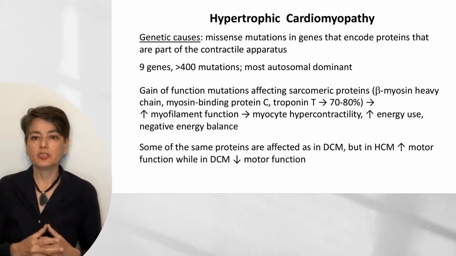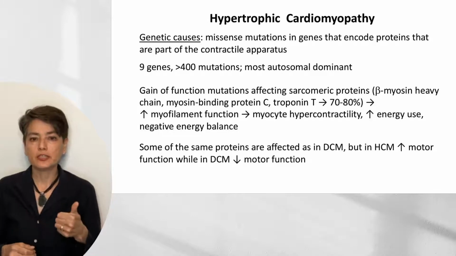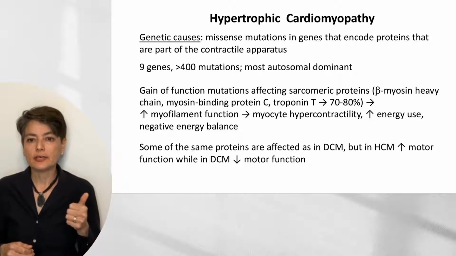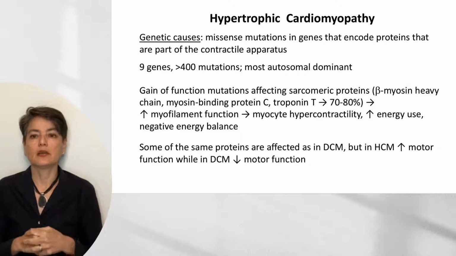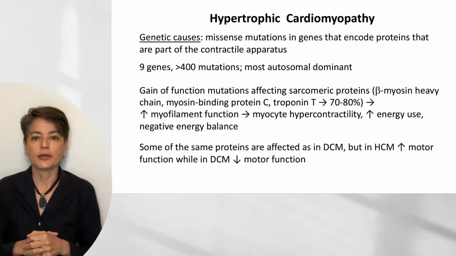What these gain-of-function mutations will do will be to increase myofilament function, which is going to increase myocyte hypercontractility, increase energy use, and lead to a negative energy balance as we're contracting far too much with far too much energy.